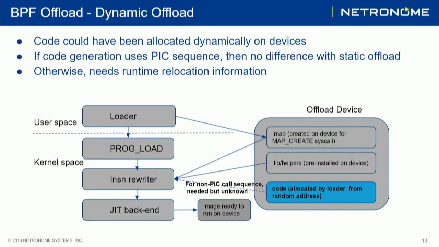Then for dynamic offload, generally the code might be allocated by the loader at runtime, so the host side won't load the code address before actually running it. But at the moment, if you're using ISAs like ARM or RISC-V, the host JIT can generate PIC sequences. Because data is always pre-allocated, with a fixed address on the device, that's the typical case. So if your code sequence is PIC, there's little difference from static offload. Your image can just be offloaded anywhere and run from anywhere, it just works, and there's no need for runtime information.